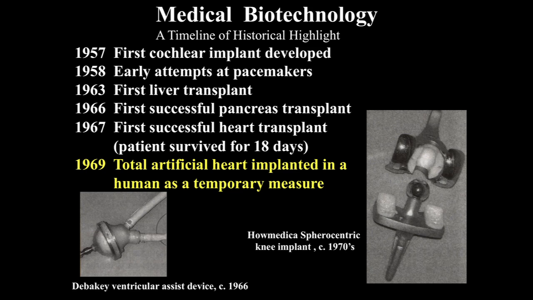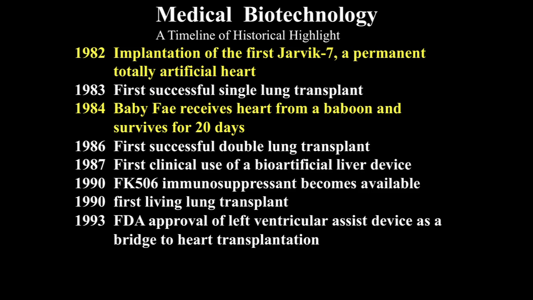Going all the way back in history to the beginning of the artificial hand, we see the totally artificial heart implanted in a human as a temporary measure in 1969. The first successful heart transplant using a human heart was conducted in 1967, and the patient survived for 18 days. You might think that's limited, but the patient did survive for 18 days. 1982, the implantation of the first Jarvik 7, a permanent, totally artificial heart.